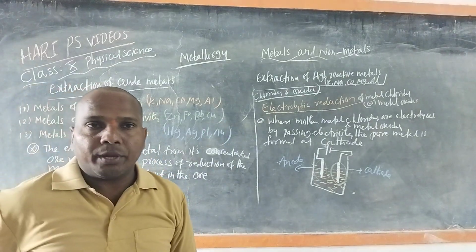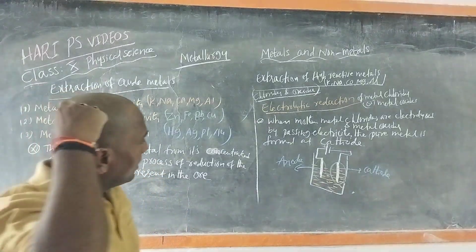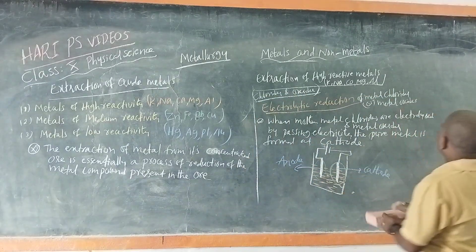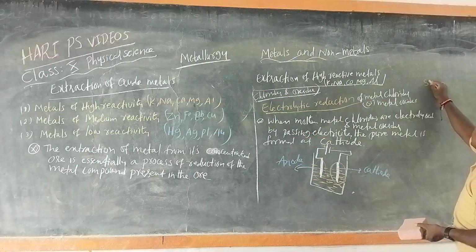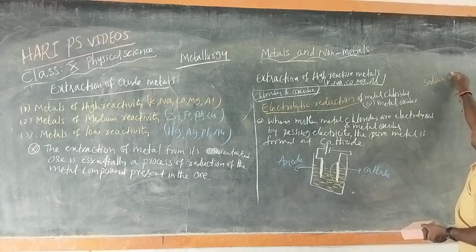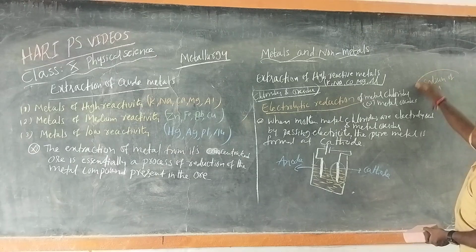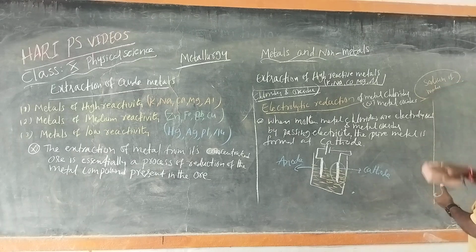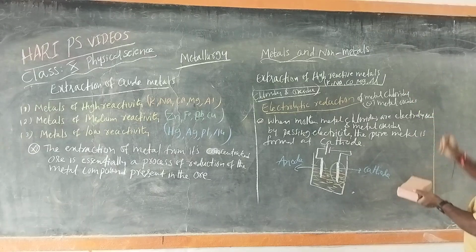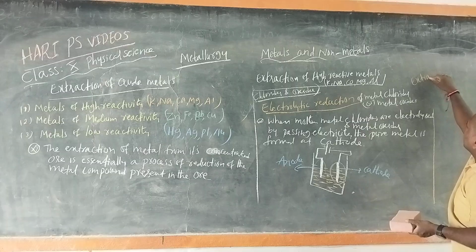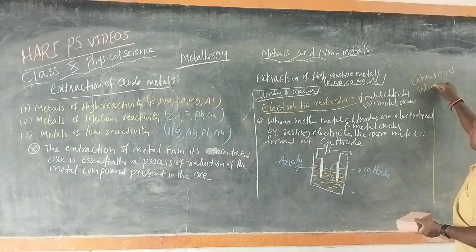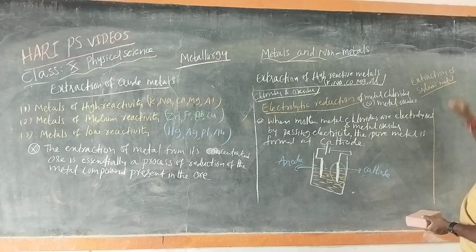So, extraction of sodium metal. Let us understand one example. Extraction of sodium metal. So, how do we get sodium? Extraction of sodium metal from its respective ore.